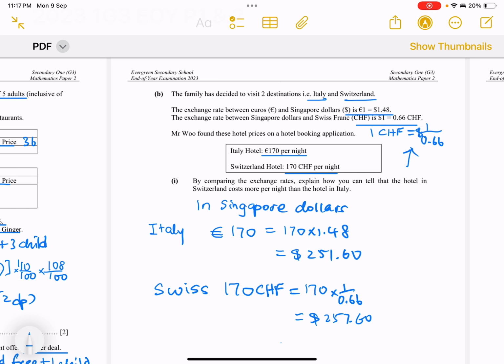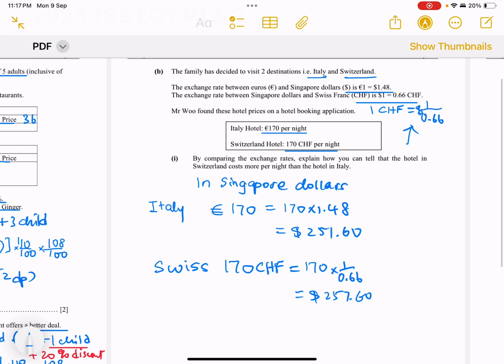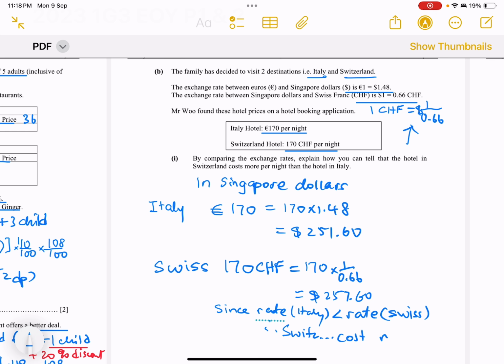So therefore Italy is less. Therefore, since the rate of Italy is less than the rate of the Swiss hotel, Switzerland costs more. Right.